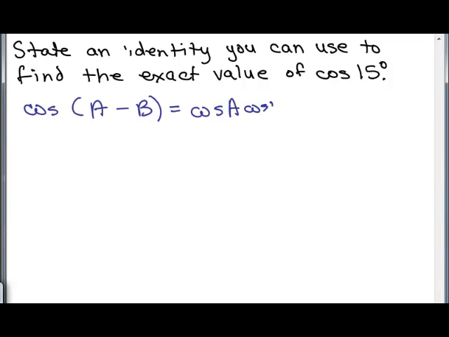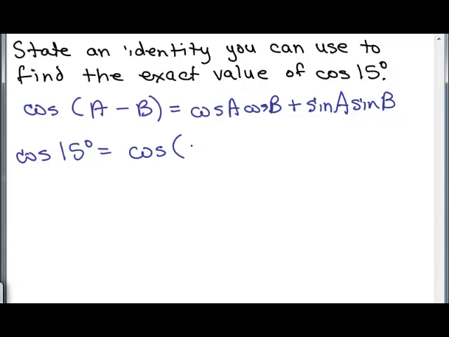Cosine A cosine B plus sine A sine B. But we want to find the cosine of 15 degrees. So we start off by writing what we're looking for, which is the cosine of 15 degrees, and rewriting it as a difference of two angles. 15 degrees could be written as the difference of, how about I pick 45 and 30 degrees? You might pick something different. So we're plugging in 45 degrees in place of A and 30 degrees in place of B.